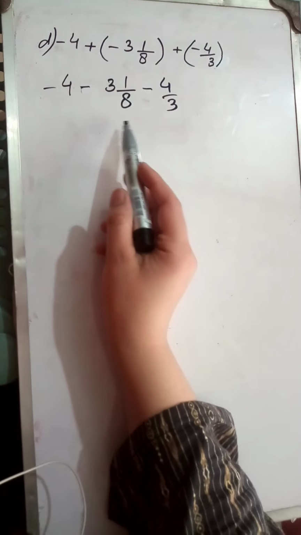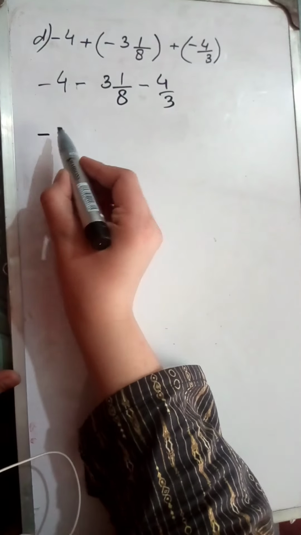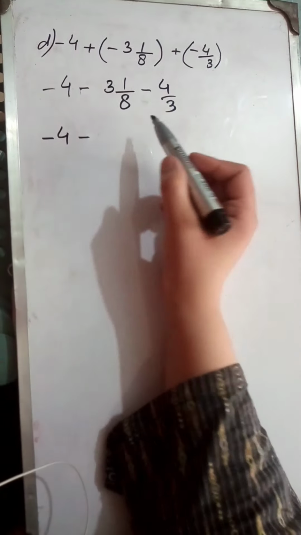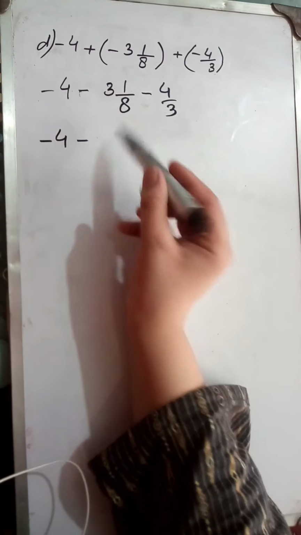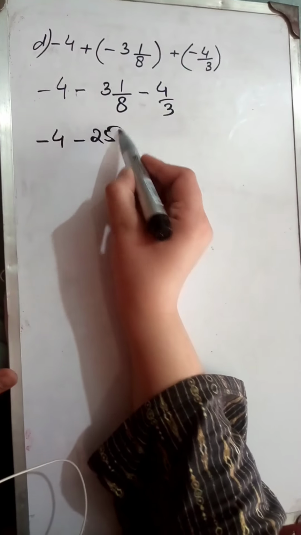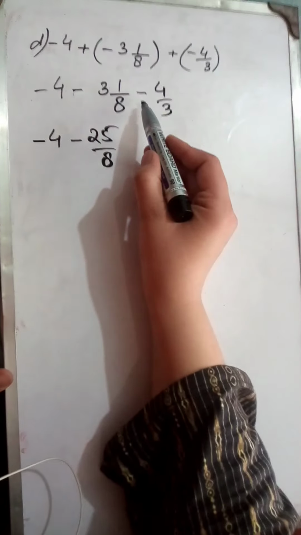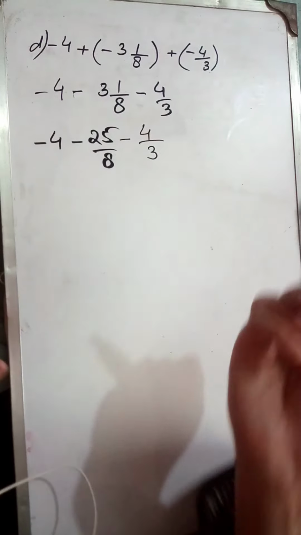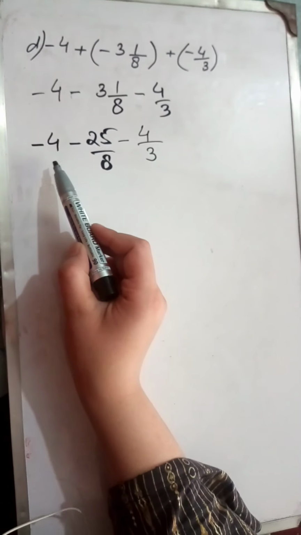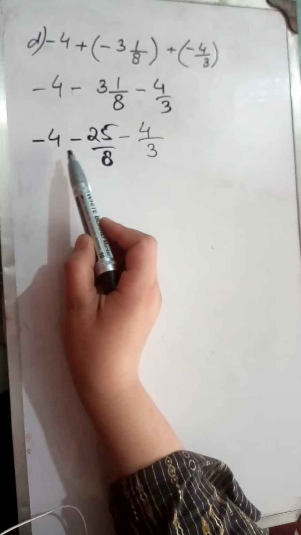Now in the next step, we solve the mixed fraction. Minus 4 minus. Now 3 8s are 24 plus 1, 25. 25 by 8. And what will be the next sign? Minus 4 by 3. Now students, you can see that we didn't have the denominator of 4.